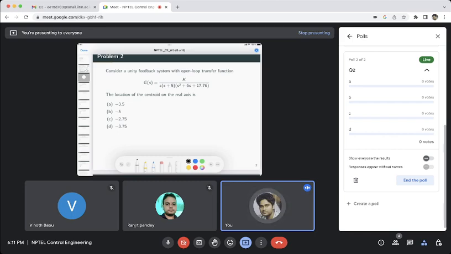Okay, if you have any doubt, you can ask regarding the question also. Because these are very basic questions, I'm assuming it's very clear.